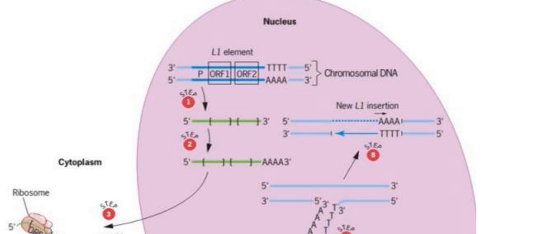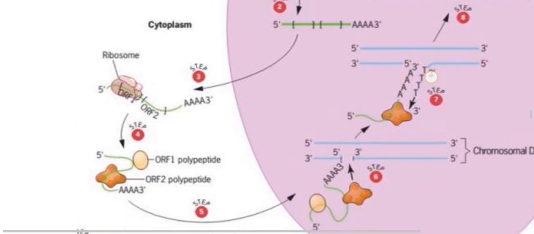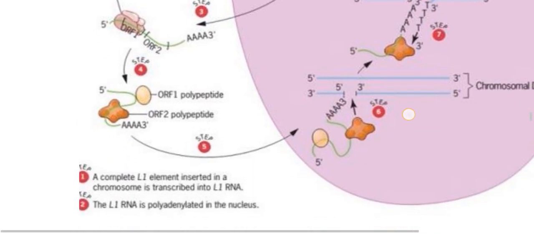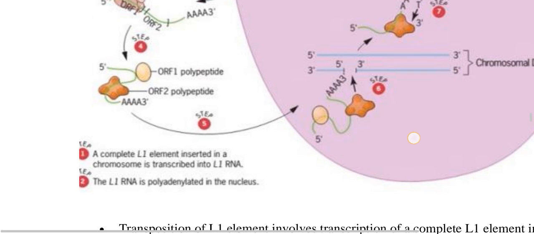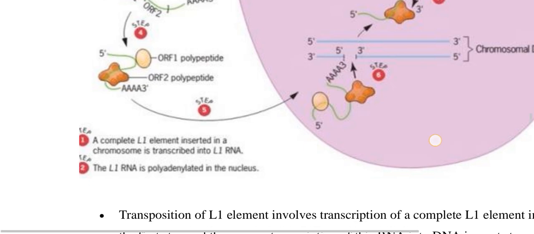Nucleus, L1 element, chromosomal DNA, new L1 insertion, then cytoplasm, ribosome, ORF1 polypeptide, ORF2 polypeptide. A complete L1 element inserted in the chromosome is transcribed into L1 RNA. The L1 RNA is polyadenylated in the nucleus.